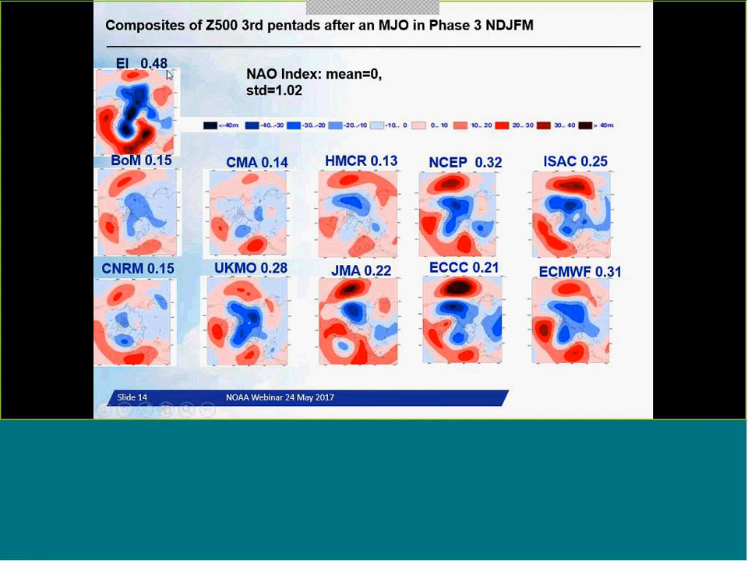Another point I want to make here is that all the models have been ordered as a function of their horizontal resolution, from the low-resolution one, Bureau of Meteorology, to the high-resolution one, ECMWF. Although it's not a one-to-one correspondence, the models with the lowest resolution tend to have very weak teleconnections, and the ones with the highest resolution tend to have much stronger teleconnections. So this suggests that resolution may matter, at least for the teleconnections.